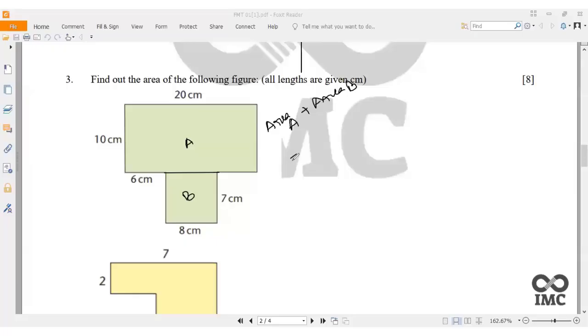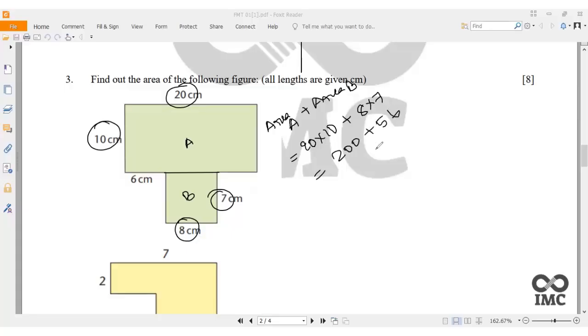Okay. So here area of A, here we can see that this is a rectangle, and in a rectangle we know that area of a rectangle is length multiplied by breadth. So here length is 20, breadth is 10. So 20 multiplied by 10 plus what is area of B? That very simple one, 8 multiplied by 7. So 20 tens are 200 plus 8 sevens are 56. So final answer will be 256 centimeters square.